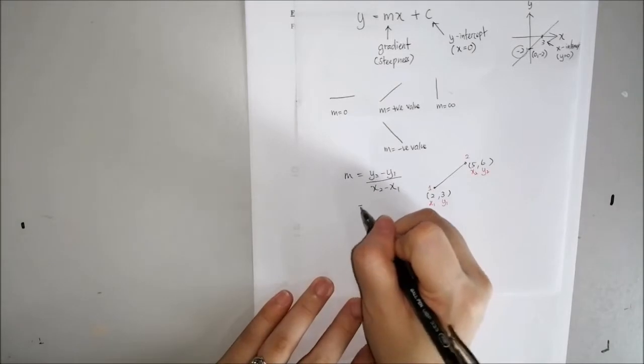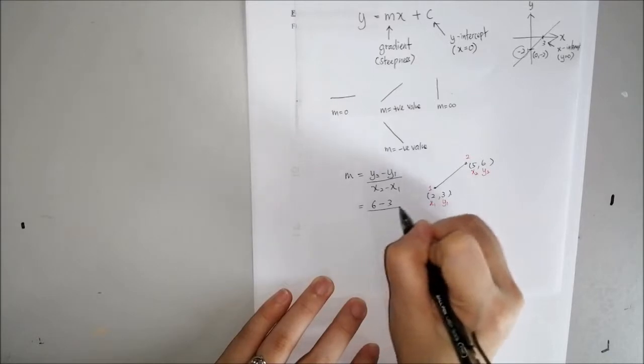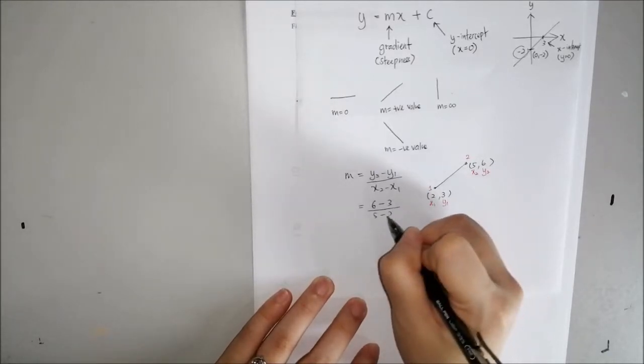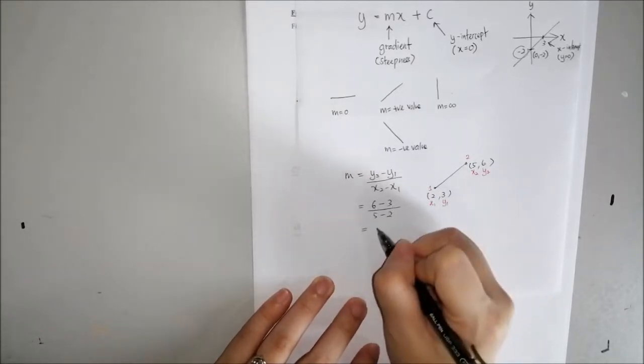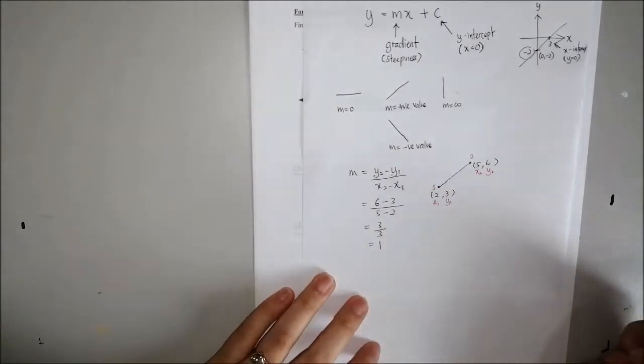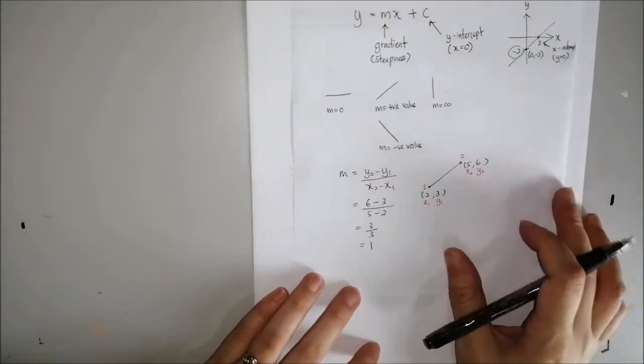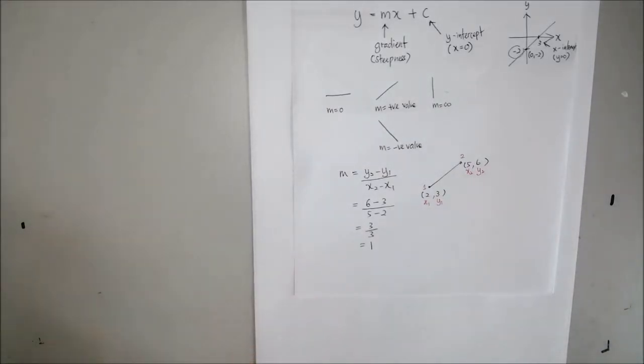So point 1, point 2, this is x1, y1, this is x2, y2. So we just substitute into this equation. So it's y2 is 6 minus y1 is 3, over x2 is 5 minus x1 is 2. So 6 minus 3 is 3, 5 minus 2 is 3. So my gradient is 1. Okay, so this one you understand. But however, we may have a step to solve the question. Okay, so let me give you the secret step.